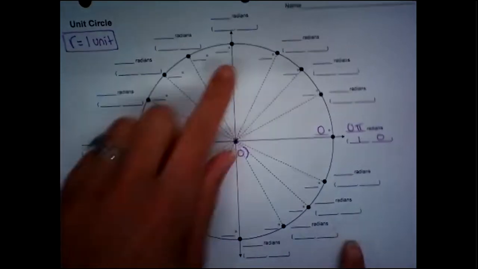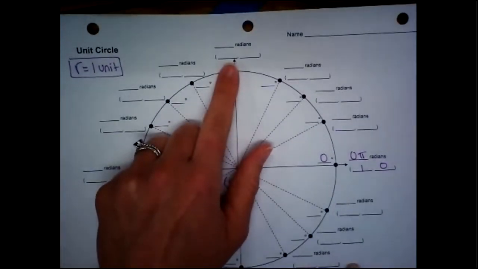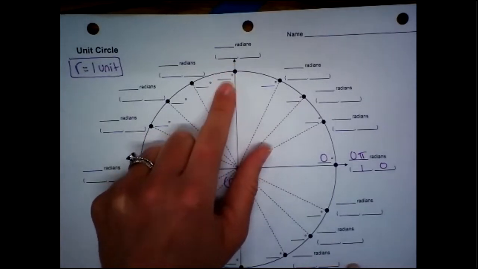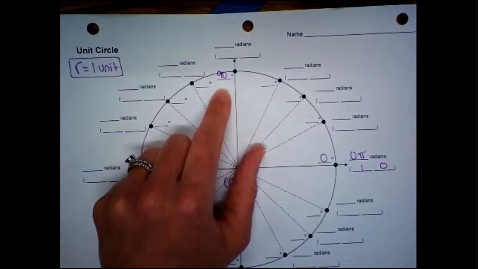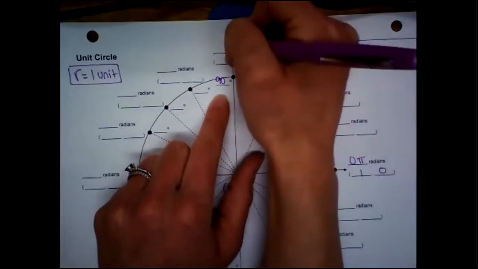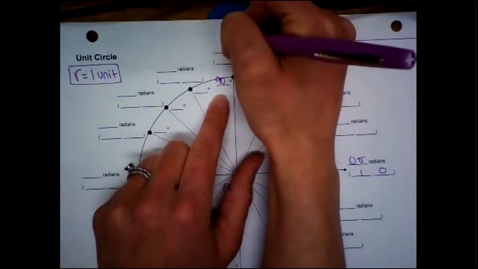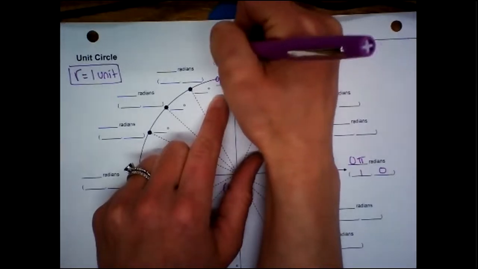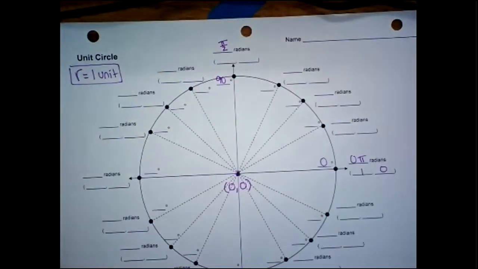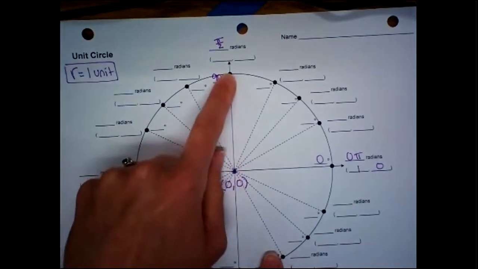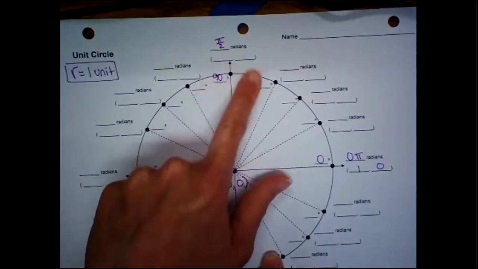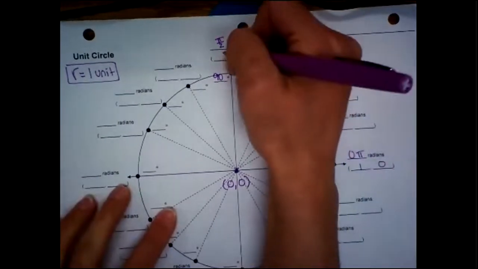Okay. Now we're going to go up to the top. How many degrees was that? 90. So 90 degrees at the top. What was that in radians? Pi over 2. Good. Half a pi. Now, the coordinate point, if this is the origin and the radius of the circle is 1, we went up 1, what is that coordinate point? 0, 1.